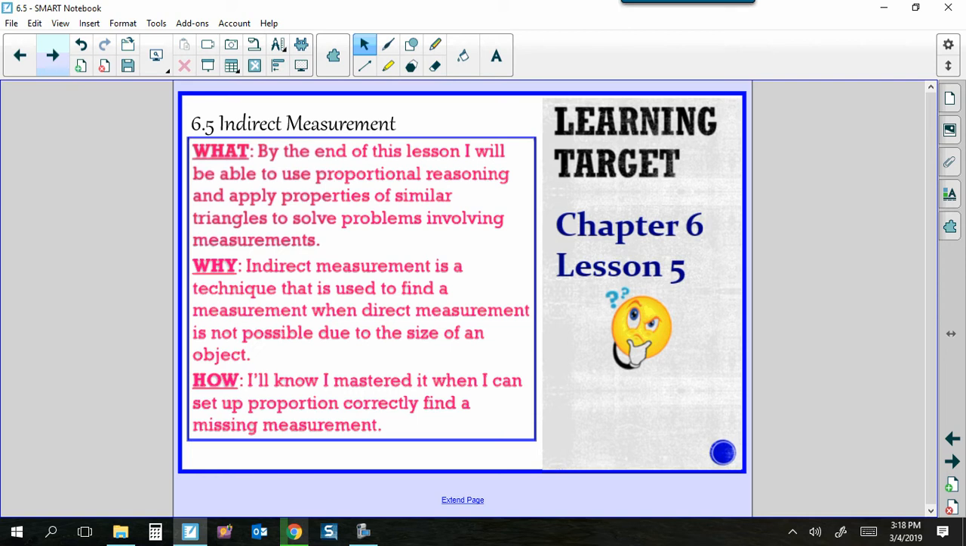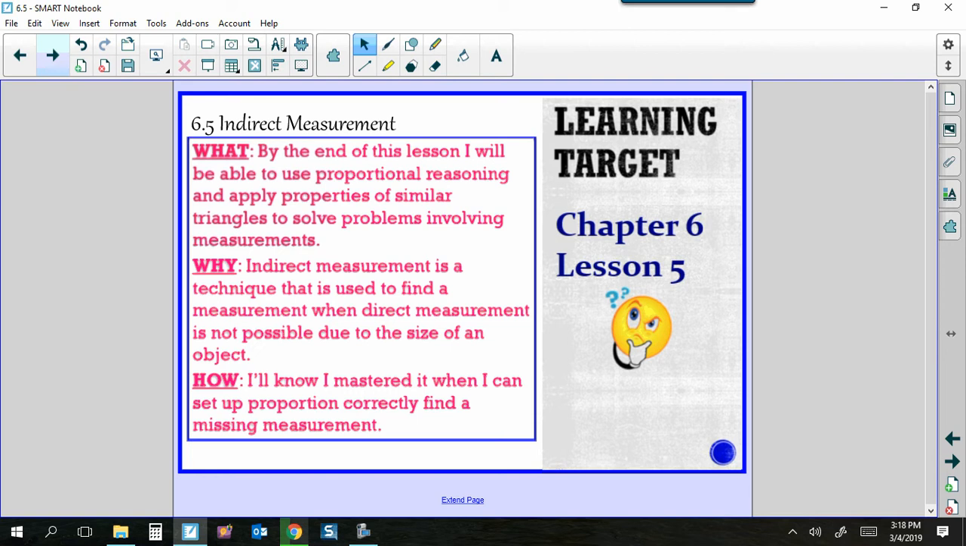By the end of the lesson, we are going to be able to use proportional reasoning and apply those properties of similar triangles to solve problems involving measurements. So, like, we'll take a small triangle to measure something that is so big, we don't have anything to measure it with. Hence the indirect measurement. You can't directly measure it. It's too big.